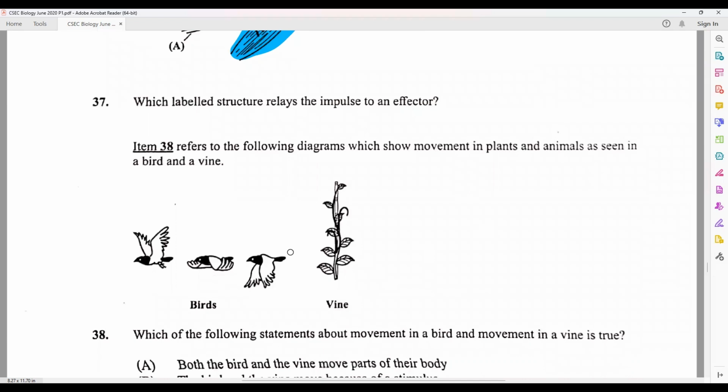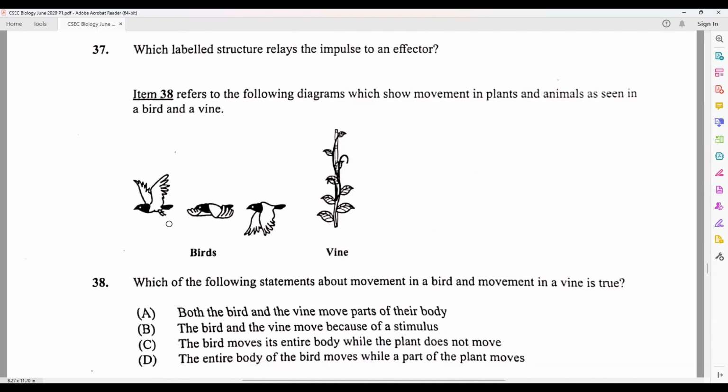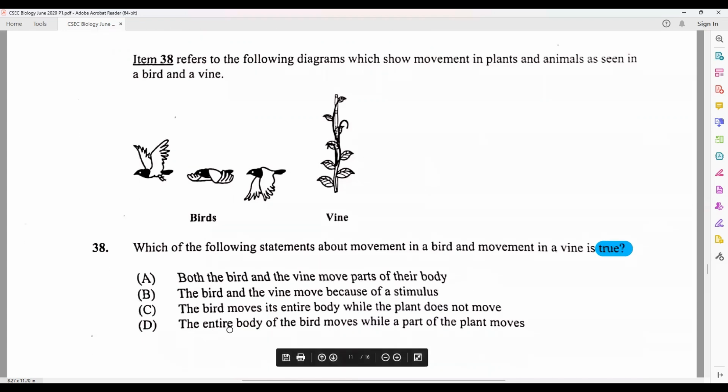Item 38 refers to the following diagram, which shows movement in plants and animals as seen in a bird and a vine. We have a bird that is flapping its wings and a vine that's growing up some kind of stick, kind of dowel. Which of the following statements about movement in a bird and movement in a vine is true? And after reading these answers, the entire body of the bird moves while a part of the plant moves. D.